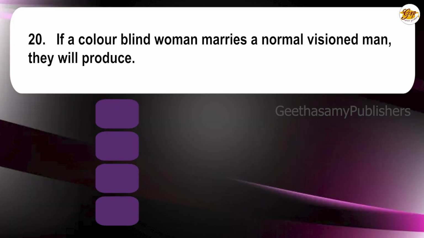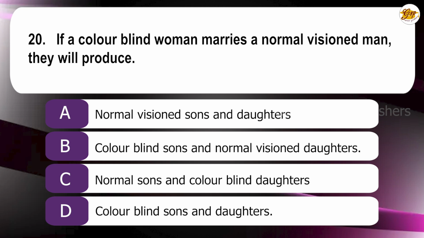Question number 20. If a colorblind woman marries a normal visioned man, they will produce A. Normal vision sons and daughters, B. Color-blind sons and normal vision daughters, C. Normal sons and color-blind daughters, D. Color-blind sons and daughters. The correct choice is color-blind sons and normal vision daughters, B.